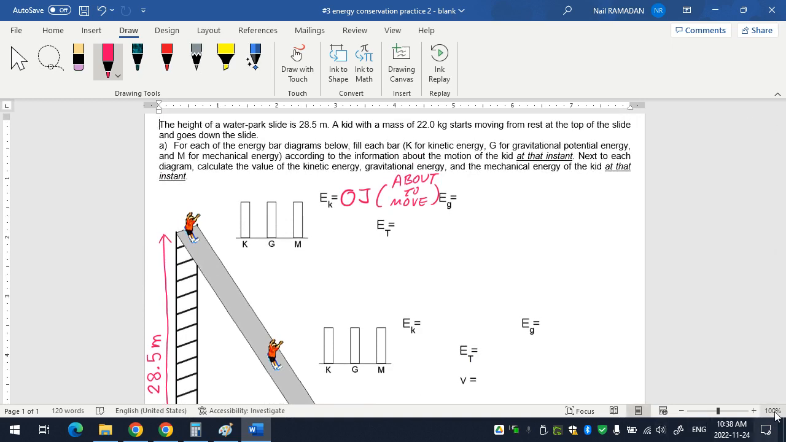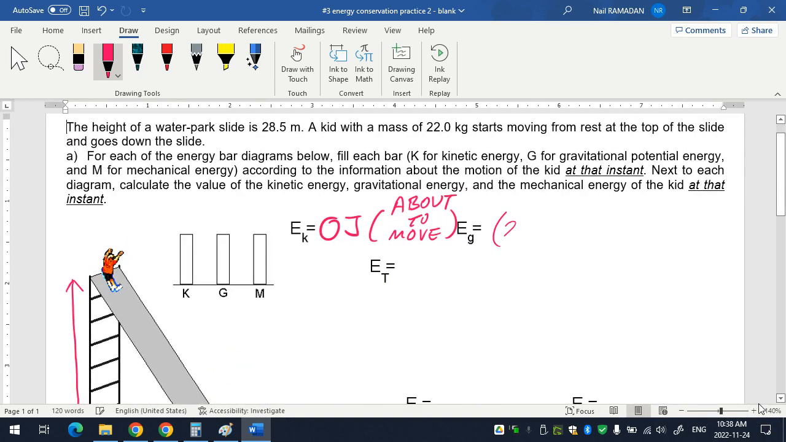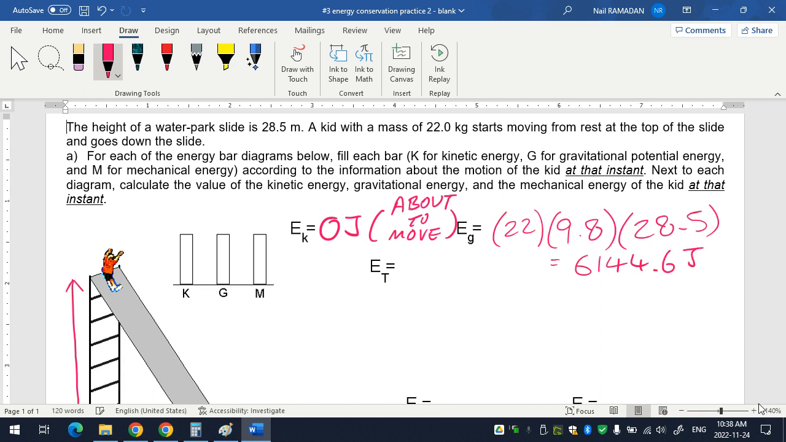Yes. So everyone, here's my calculation. 22, 9.8, 28.5. How much again, Ali? 6144. Any decimals? 0.6. All right. Okay, what was the mistake here? I called it E. When I copy pasted, I pasted some of this from grade 12. In grade 12, we don't use M mechanical, we use T all the time. So everyone go ahead and write this as M. Okay, so it's 6144.